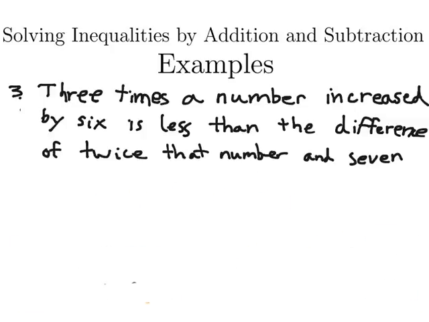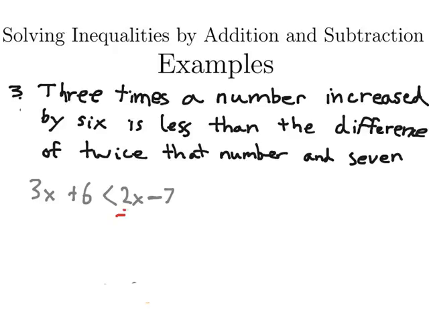For number 3, I'm given a bunch of words, and I have to put them together to construct an inequality and solve the inequality. So we have 3 times a number increased by 6 is less than the difference of twice that number and 7. So we have 3 times a number, I'll say x, increased by 6, so I'll be adding 6, is less than the difference, so there's going to be a subtraction here, twice that number and 7. So before the minus sign we have twice that number, and afterwards we have 7. So this is our inequality.